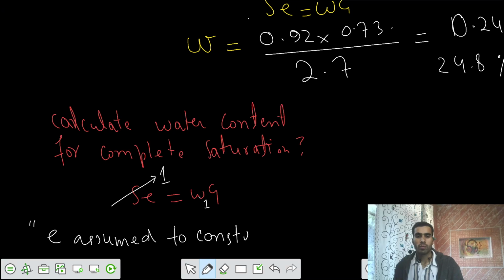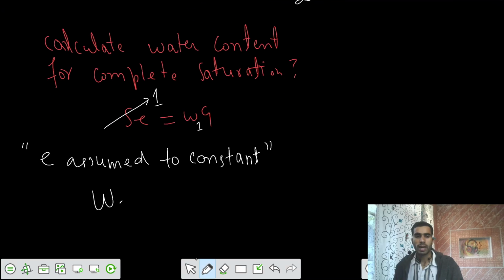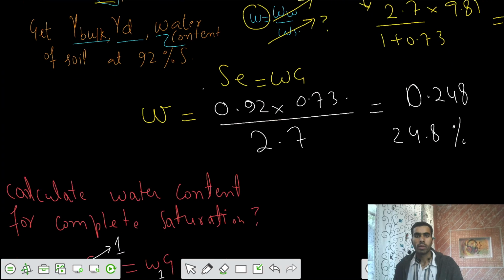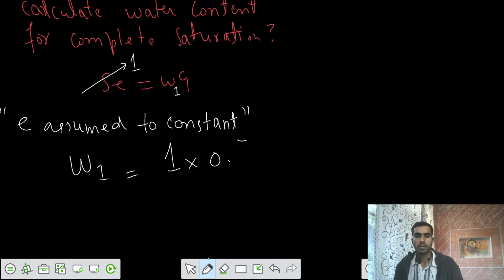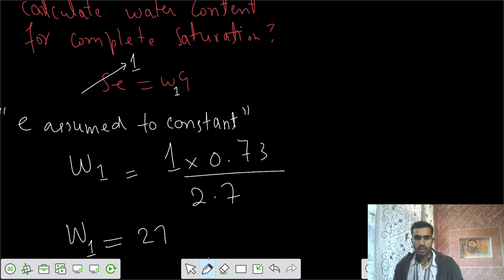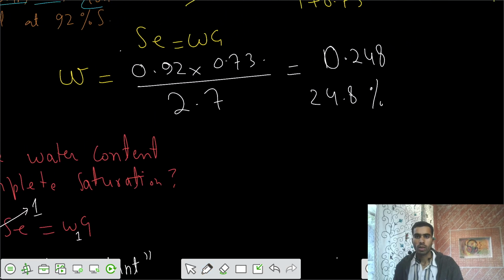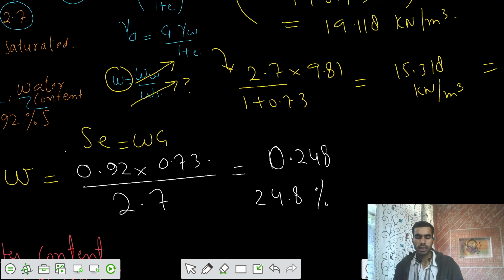If we assume that the value of E is remaining constant, then the water content at that time would be 1 times 0.73, void ratio 0.73, divided by the value of G, that is 2.7. And the water content, if you want complete saturation of those pores, at that time is 27.03%.